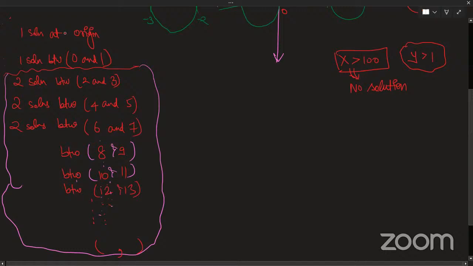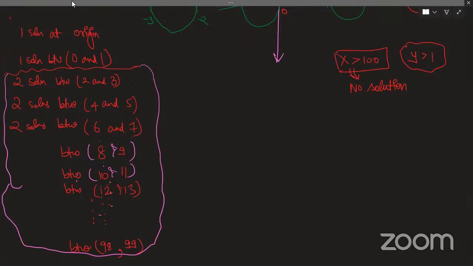See, my range of solutions is ending at odd numbers. It is ending at 3, 5, 7, 9, 11. So my last solution will be between 98 and 99, because between 99 and 100 my function will go downwards. It will be negative, right?